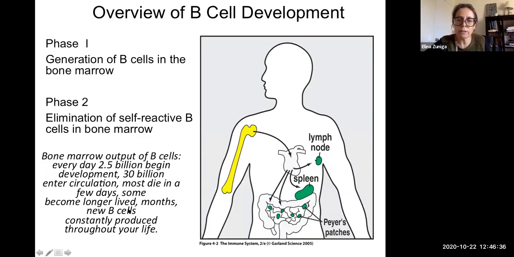The other interesting thing that is different from T cells, which are only generated when we have a thymus, in young people, is that B cells are constantly produced throughout your life. Even a very old person can continuously generate new B cells from the bone marrow.